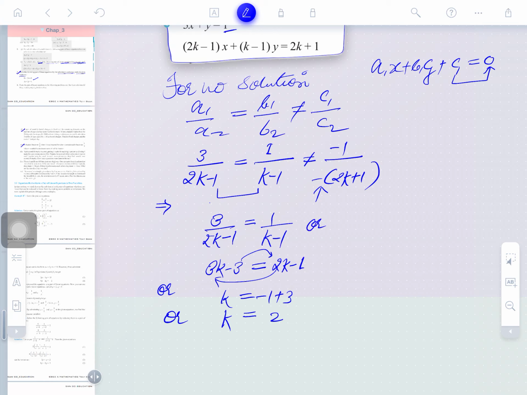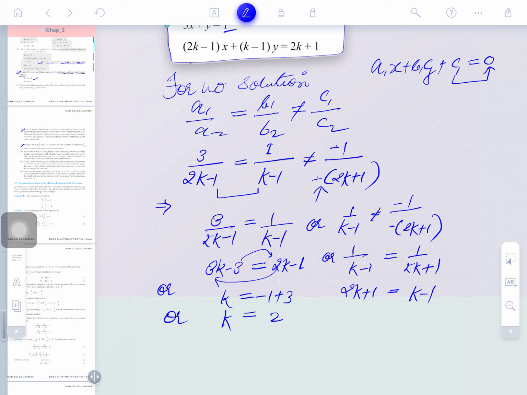Also here, 1 by k minus 1 is not equal to minus 1, minus minus cancel. So I am writing this 2k plus 1, and this is 1 by k minus 1 is not equal to 1 by 2k plus 1. So it shall be 2k plus 1 is equal to k minus 1, and here k, and this will be transferred here. This is not equal to, please remember, minus 2.